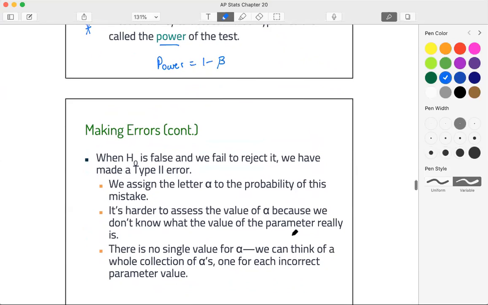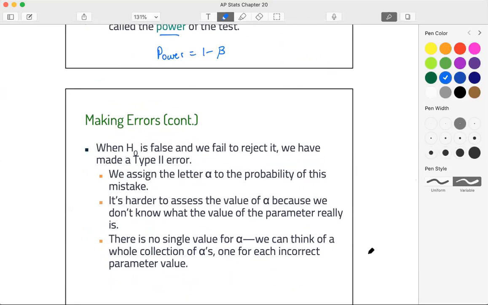When the null hypothesis is false and we fail to reject it, we have made a type 2 error. We assign the letter beta to the probability of this mistake. It's harder to assess the value of beta because we don't know what the value of the parameter really is. There's no single value for beta. We can think of it as a collection of betas, one for each incorrect value.